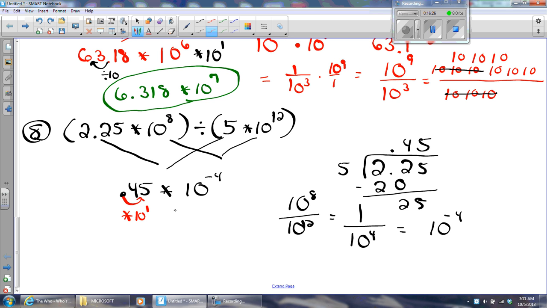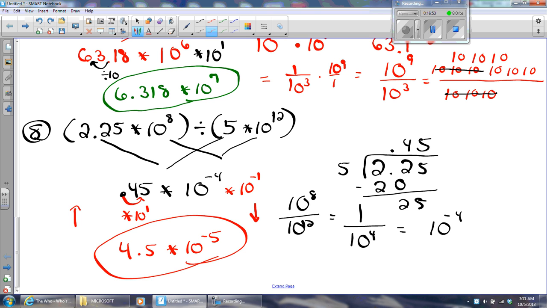If I multiply by 10 here, I'm going to multiply by 10 to the negative first there, right? This is going up. This exponent has to decrease. You could think about it as dividing by 10, but I thought the negative exponent might be easier. So we'll have a 4 and 5 tenths, and then we'll have times 10 to the negative fifth. And there you go. Piece of cake.